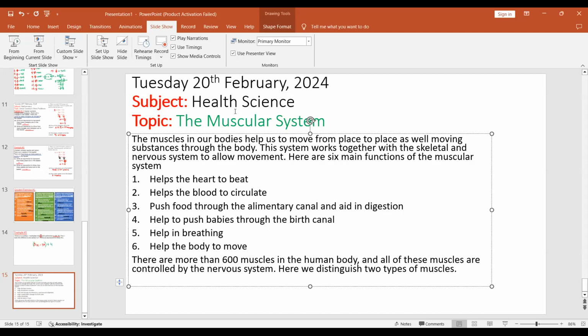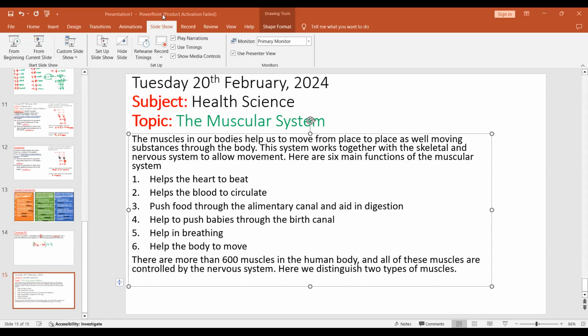Now, question, true or false? Do you believe that all muscles in our body, we are able to control them? True or false? What do you think? All muscles in the body, we are able to consciously control them. True or false? False. So most persons are saying false.